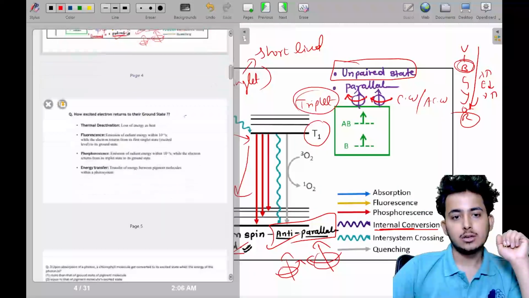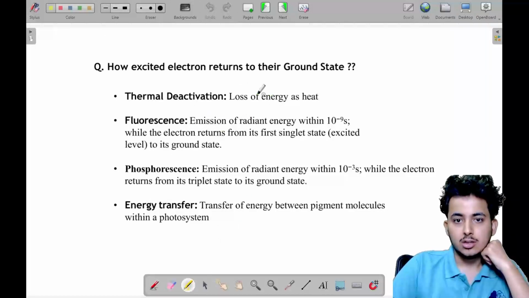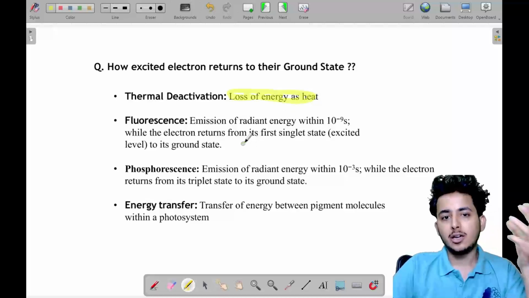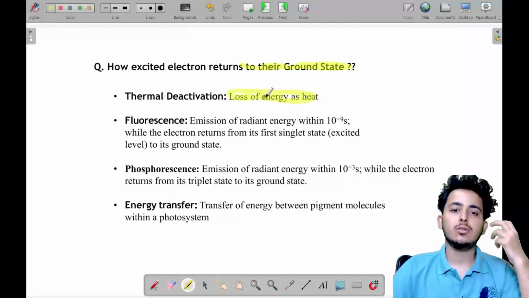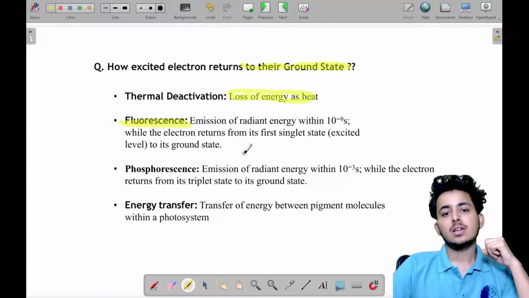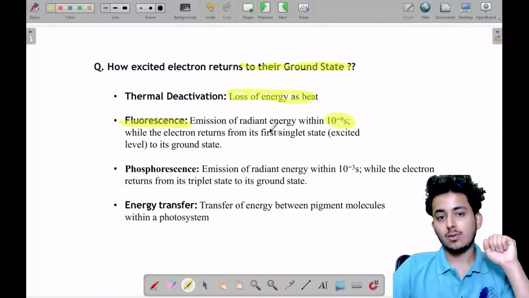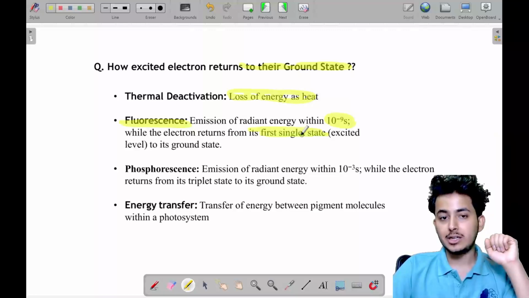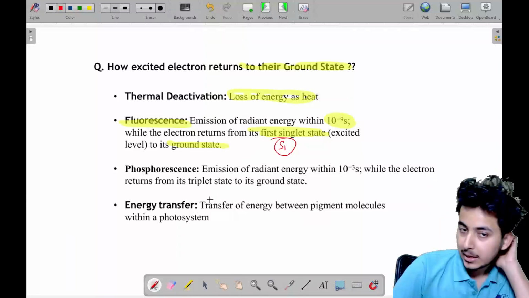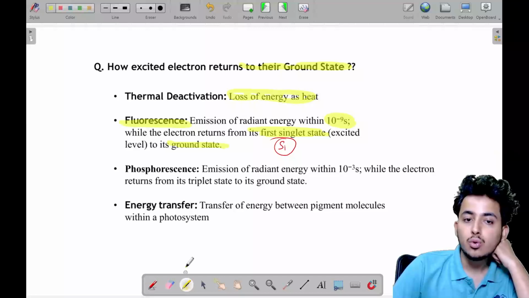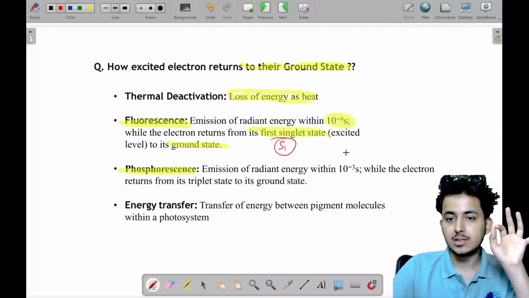If this is clear, then you can see these definitions. First is thermal deactivation, that is loss of energy as heat. As electrons return to their ground state, there can be thermal deactivation, the loss of energy in the form of heat. There can be fluorescence, that is emission of radiant energy within 10 to the power minus 9 seconds, that is nanoseconds, while the electron returns from its first singlet excited state, the S1 state, to the ground state. There can be a phenomenon called phosphorescence, in which emission of radiant energy happens in milliseconds.